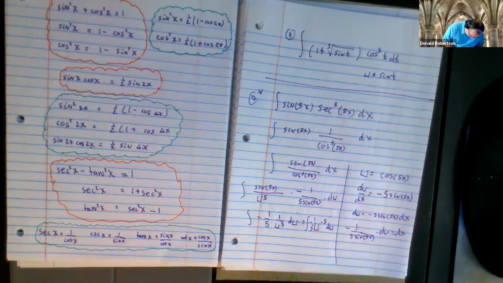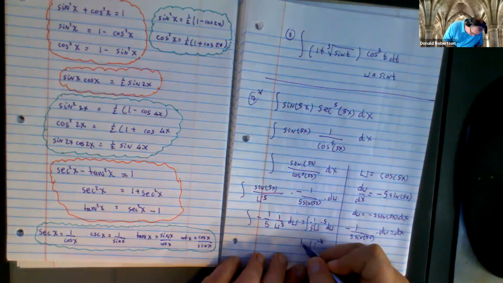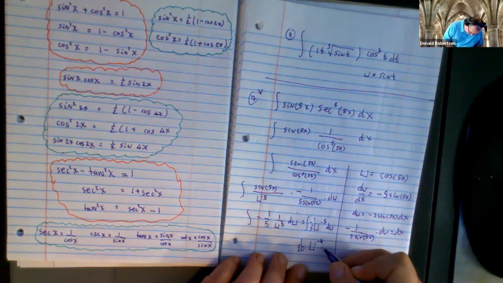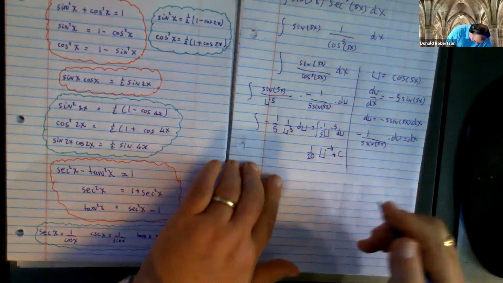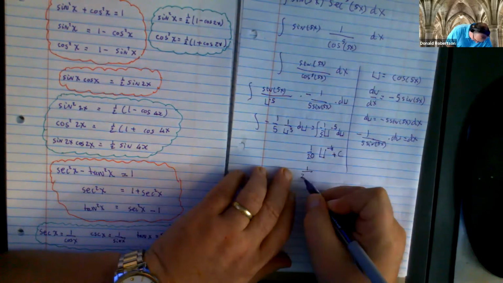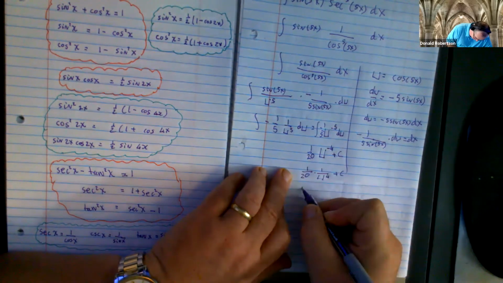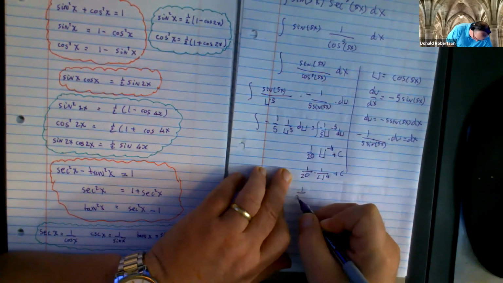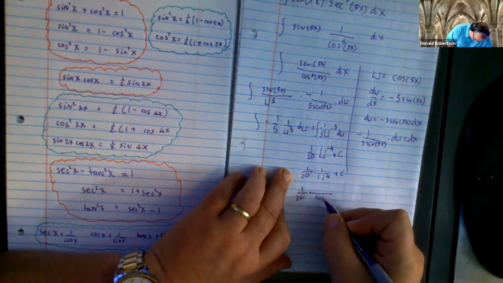Right, now, add 1 to the power, it is negative 4. Divide by negative 4, which is like multiplying by negative 1/4. Two negatives make a plus, so I believe you get plus 1/20. Okay, think style points here. And always remember to return back to the x's.